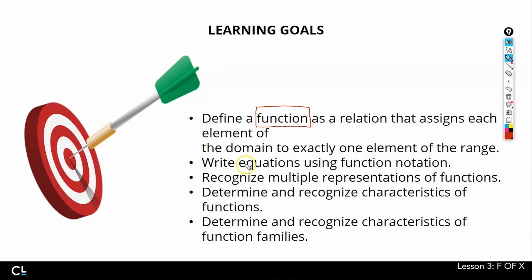The domain, write equations using functional notation. Functional notation is referring to f of x, g of x, or maybe even h of x, a combination of two letters. Your input will be on the inside of the parentheses, and your output will be the letters on the outside of the parentheses. We're also going to recognize multiple representations of functions, determine and recognize characteristics of functions, and determine and recognize characteristics of function families.